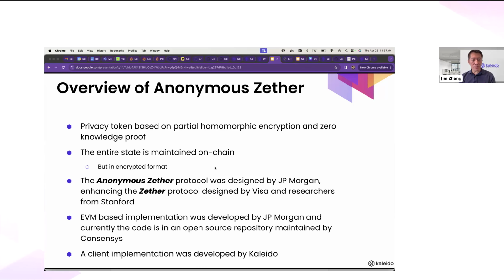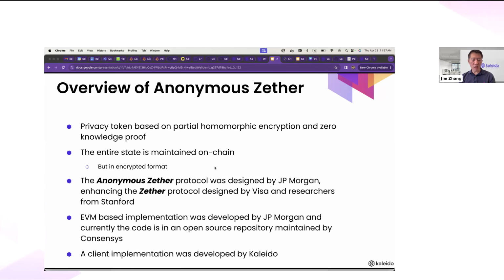So an overview of Anonymous Zether. It's a privacy token based on partially homomorphic encryption and zero knowledge proof. Those are the two main advanced cryptography used here. The entire state is maintained on chain, but in encrypted format.